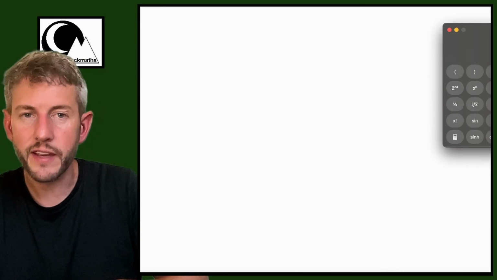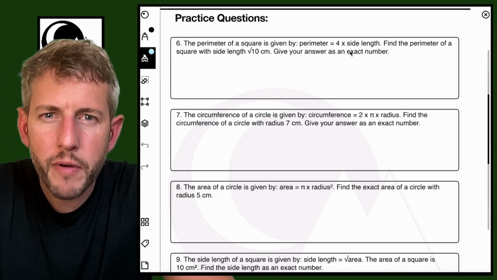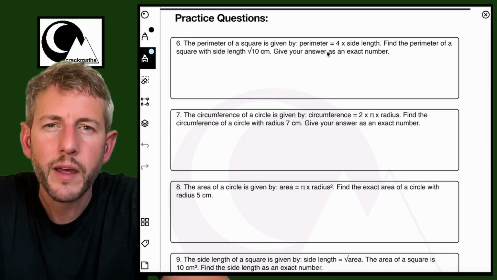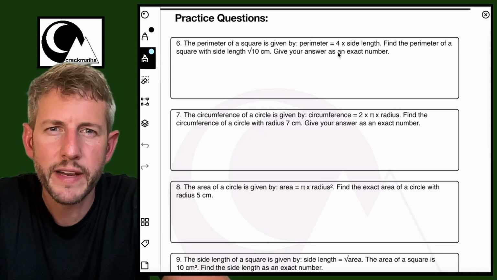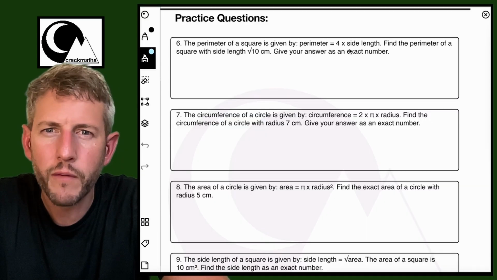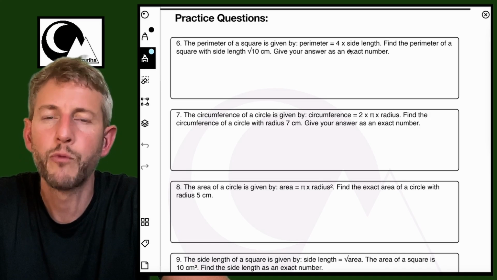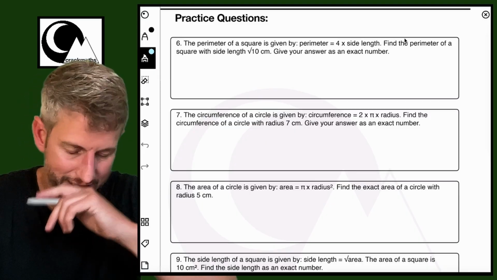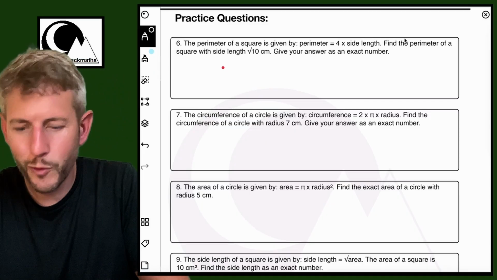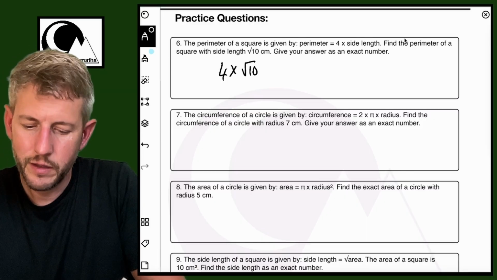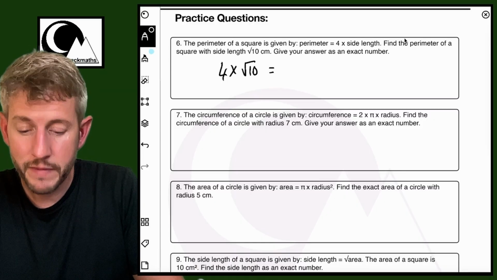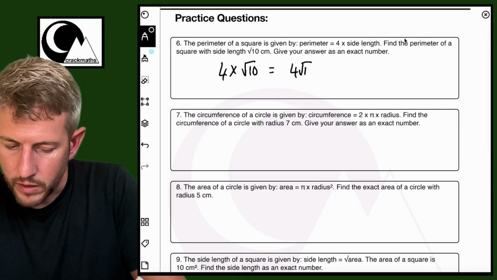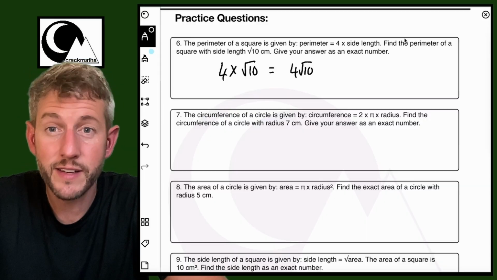Right, question 6. Let's have a look here. The perimeter of a square is given by perimeter equals 4 times side length. Find the perimeter of a square with side length root 10 centimeters. Give your answer as an exact number. Okay, so they want us to do 4 times root 10. Well, 4 times root 10 is just 4 root 10. We could work it out, but they want it as an exact value.